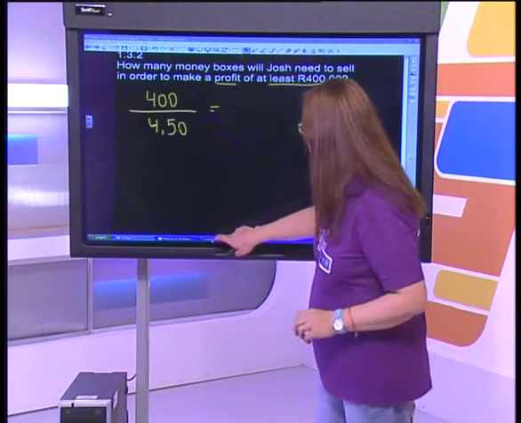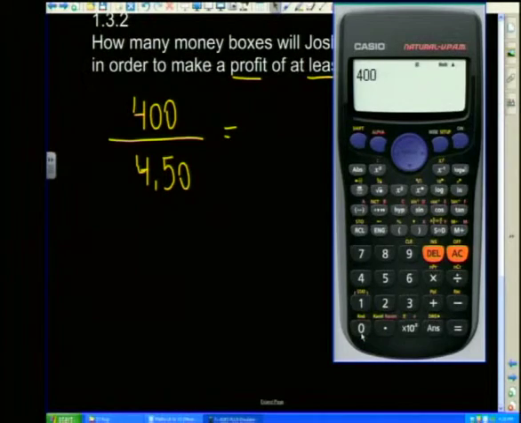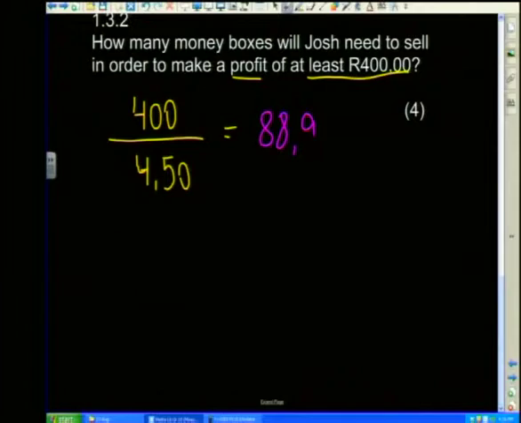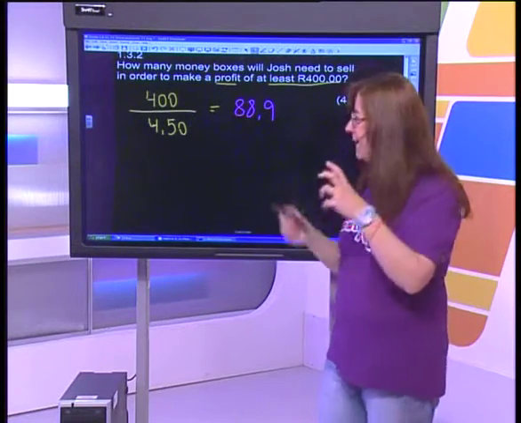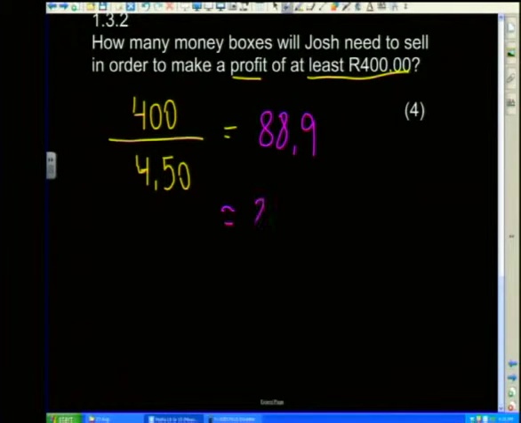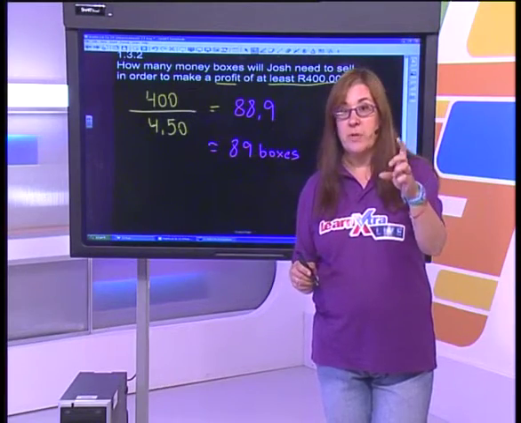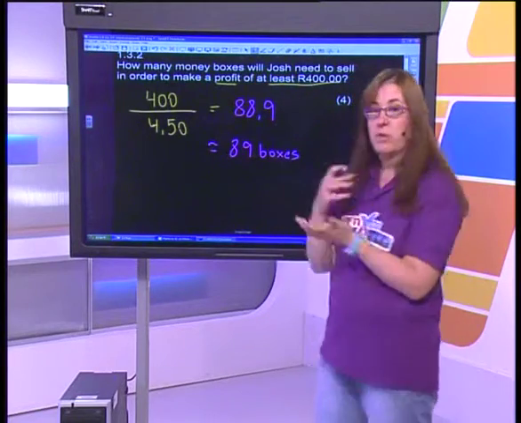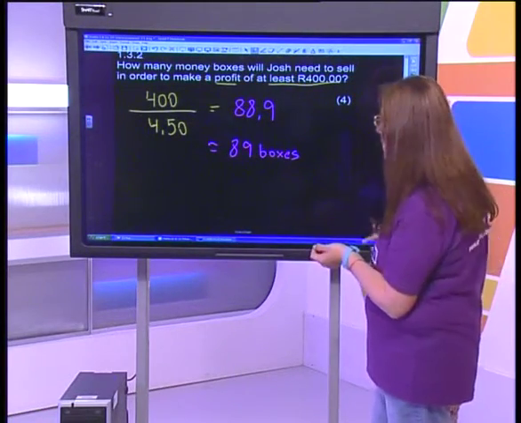So let's do our calculation. So he wants to make 400 profit, and we're going to divide it by the amount of profit he makes per money box. And we're going to see that it's 88.9. But can he really make 88.9 money boxes? He's going to have to round that up to 89 boxes. If we rounded it down in this case, he's not going to quite make that 400 that he wants to make. So he will make a little bit more than the 400, but it said at least 400. So we've got our answer, and that's perfect. I think we're moving on to the next question.